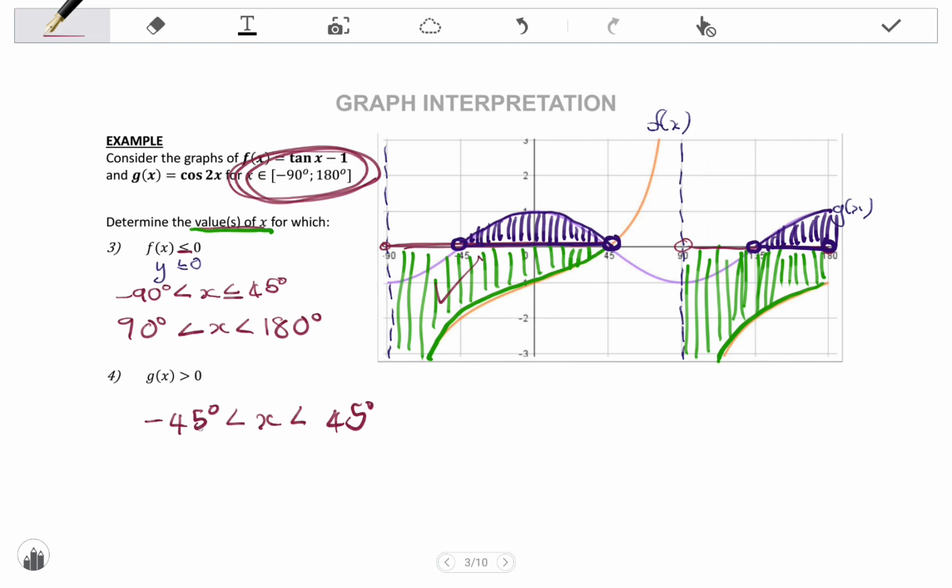We don't have to consider whether they are included or not because we're not interested where g of x is also equal to 0. That's one part of the graph. The second part that was applicable ranges from 135 degrees to 180 degrees. X lies between them and it's less than, less than.